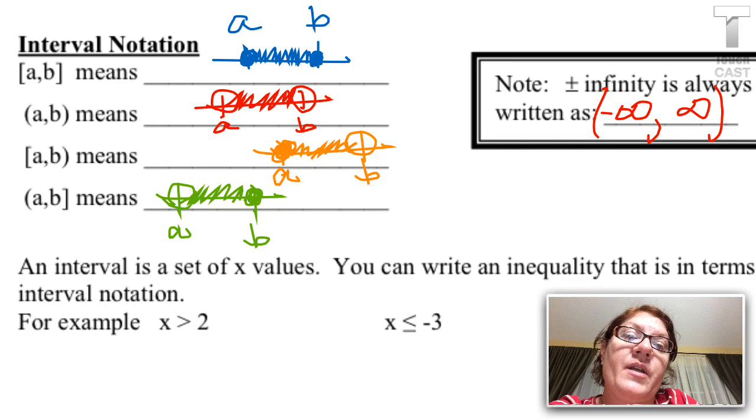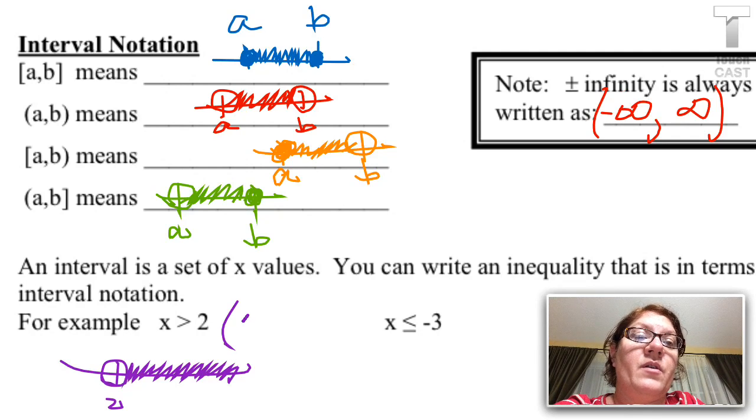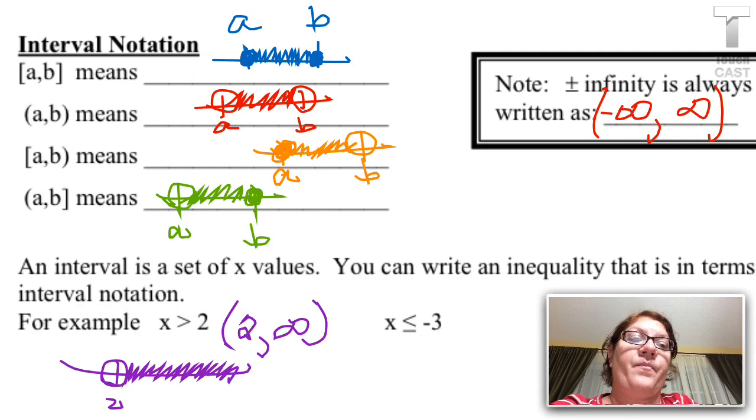So if I look at this example, x greater than 2, and I think about what that looks like shaded on a number line, of course it would be everything greater than 2, so I'd have an open circle at 2 and then everything to the right. So if I were writing that in interval notation, I would want a parenthesis for 2, and then I'm going to positive infinity, and that always gets a parenthesis.